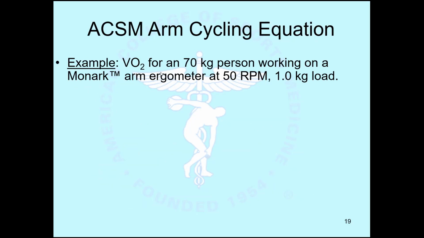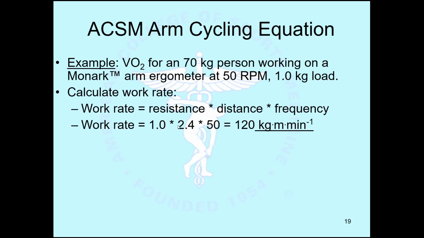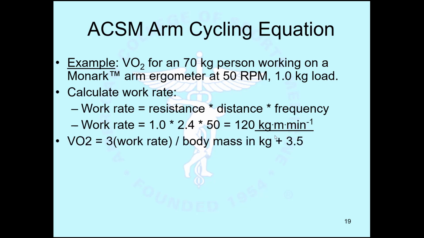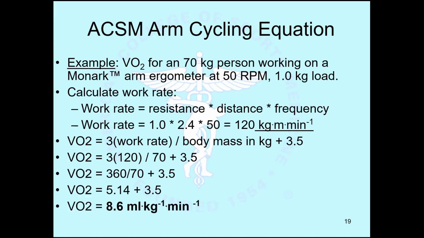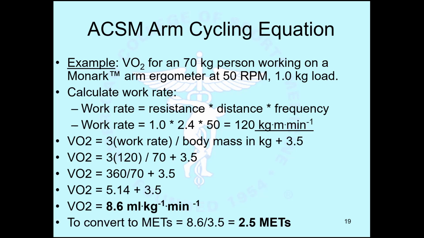So example, VO2 for a 70 kilogram person working on a Monarch arm ergometer at 50 RPMs, 1 kilogram load. Calculate that work rate. 1 times 2.4 times 50, I get 120. And then we plug that in with their body weight and get 8.6 milliliters per kilogram per minute. Want to convert to METs, divide by 3.5, and there we are.